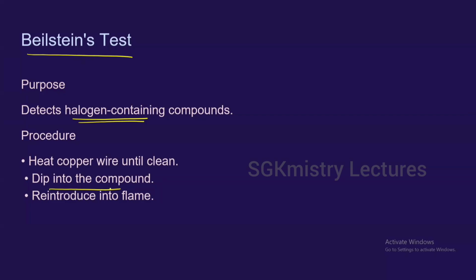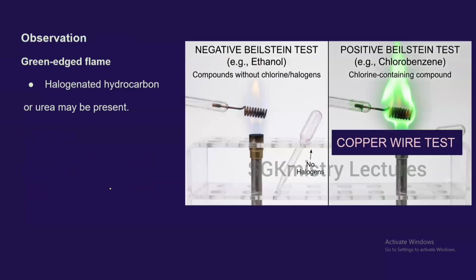Suppose you have a liquid sample; we may be thinking it may be chlorobenzene. You dip the wire in the compound, and then you reintroduce this copper wire into the flame. Suppose you get a green edged flame, then the given compound is a halogenated hydrocarbon. There is one more thing you need to keep in mind: in this case, even urea produces a green edged flame.